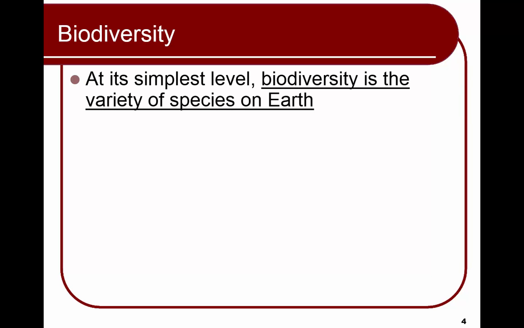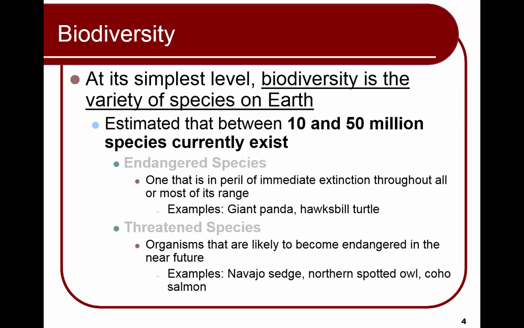Simply put, biodiversity is the variety of species on Earth. It's estimated that there's 10 to 50 million species currently, and when we look at endangered species, these are in peril of extinction, like the giant panda and the hawksbill turtle. A threatened species is likely to become endangered in the near future, like the northern spotted owl or the coho salmon that you see.